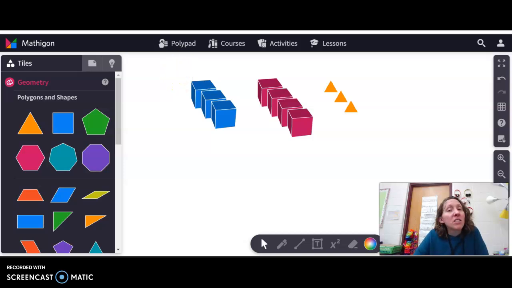Today we are going to be solving equations that involve 3 steps. The first one being combining like terms. So here we have 3 boxes. In each box I'm going to say is x, so 3x, plus 4 more boxes, so 4x, plus 3 loose triangles.